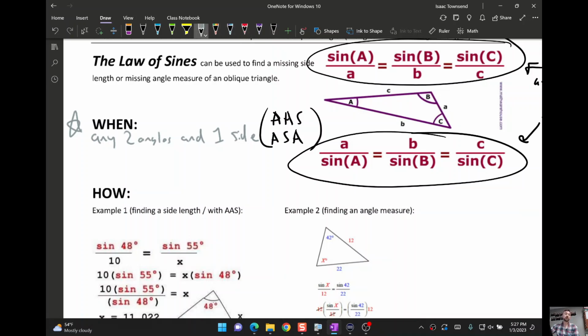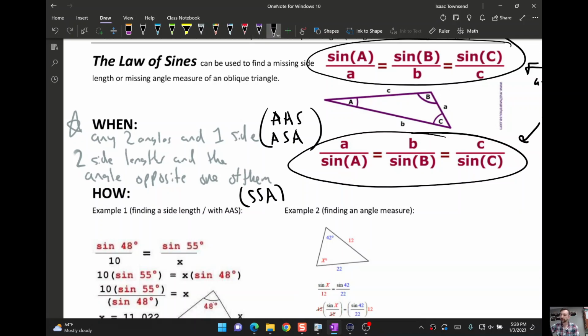And then the other time you can use law of sines is when you have two side lengths and the angle opposite one of them. This is referred to as side-side angle. Now, I could probably go on and on about this for a day or two, but hopefully these sound a little familiar to you from geometry. In geometry, you use these to prove that triangles are congruent or similar. So these two you probably have heard of before.